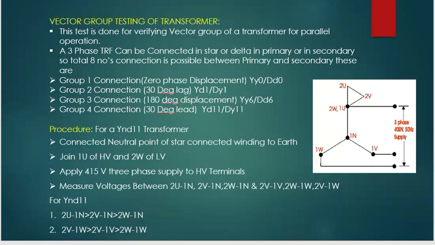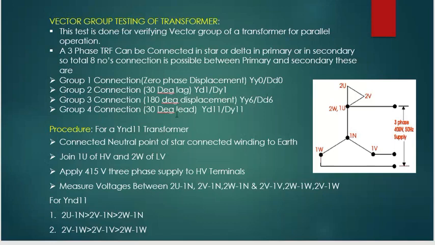A transformer HV or LV can be connected in various ways, and likewise four groups are formed. Group 1 connection is of zero phase displacement, that is star-star 0 and delta-delta 0. Group 2 connections are 30-degree lag, where the secondary line voltage or line current will lag the primary line voltage and line current by an angle of 30 degrees. Star-delta 1 (YD1) and DY1 are the two possible connections here. In group 3 connection, there will be 180-degree phase displacement between the primary and the secondary. YY6 and DD6 are the two connections available here.